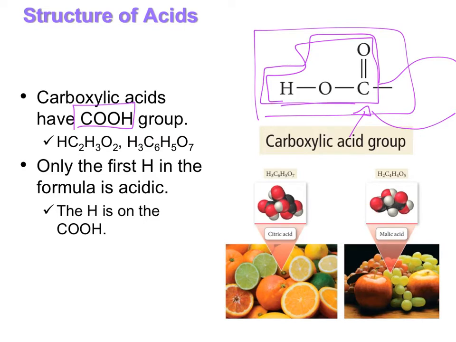Only this H right here is the acidic H. It's the one that's going to come off and react with whatever else is in solution. So citric acid, which is just the acids in citrusy fruits, so limes, oranges, all of those, is actually a carboxylic type acid.